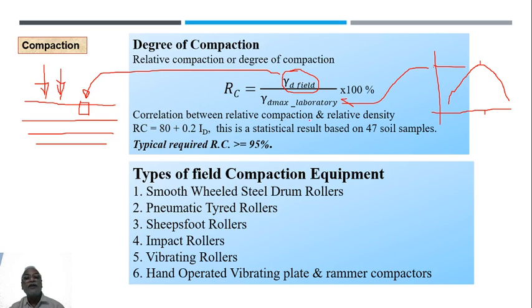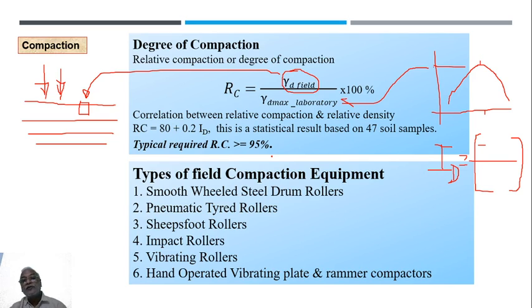Now correlation between relative compaction and relative density: you know ID, relative density ID is a function of void ratio. It is E maximum minus E natural in the numerator, divided by E maximum minus E minimum, right? So that ratio ID multiplied by 0.2 plus 80 gives you an idea about how much the relative compaction should be. Now the typical value of relative compaction should be greater than 95%, right?